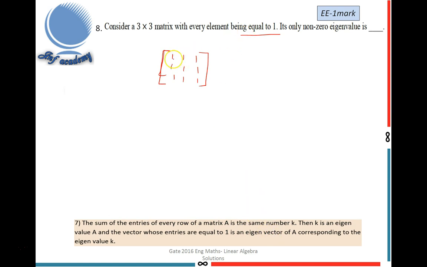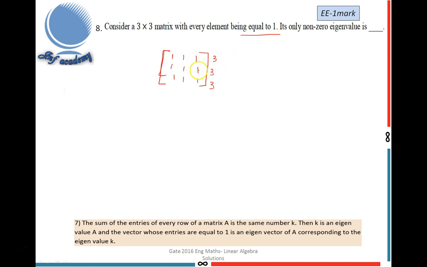So here, adding all the entries in the first row we get 3, second row 3, third row 3. So you can immediately say, by using that property, that 3 is one of the non-zero eigenvalues of the matrix. Okay, given matrix. And what are the other eigenvalues?